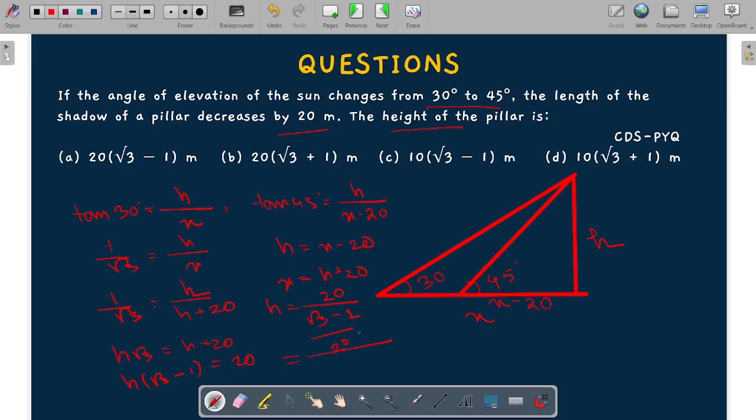So this will be 20 into root 3 plus 1 by root 3 minus 1 into root 3 plus 1. Then below it will be 3 minus 1, and above 20 root 3 plus 1 by 2. 2 into 10, so the answer will be 10 root 3 plus 1. So this is the answer. It will be the option.